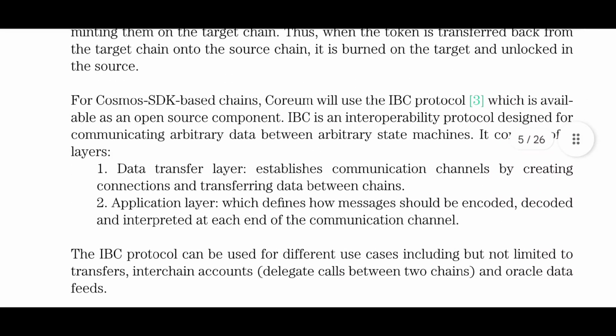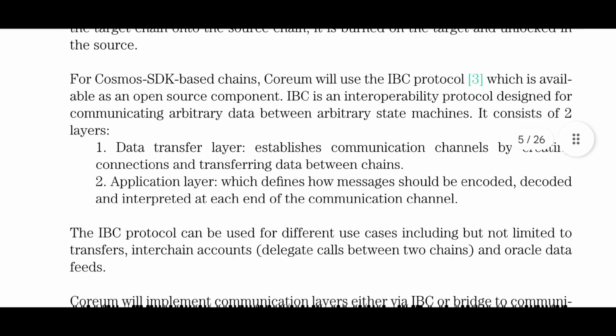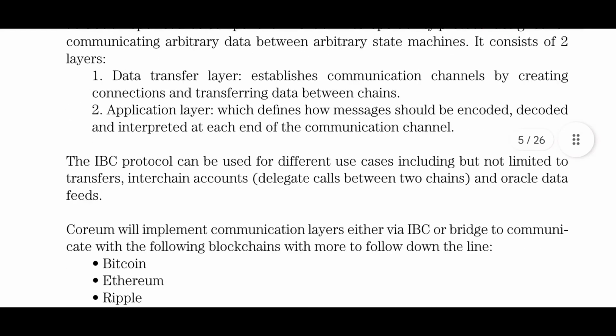For Cosmos SDK-based chains, Coreum will use IBC protocol, which is available as an open source component. IBC is an interoperability protocol designed for communicating arbitrary data between arbitrary state machines. It consists of two layers. One, a data transfer layer, and two, an application layer. The IBC protocol can be used for different use cases, including but not limited to transfers, interchain accounts, delegate calls between two chains, and Oracle data feeds.